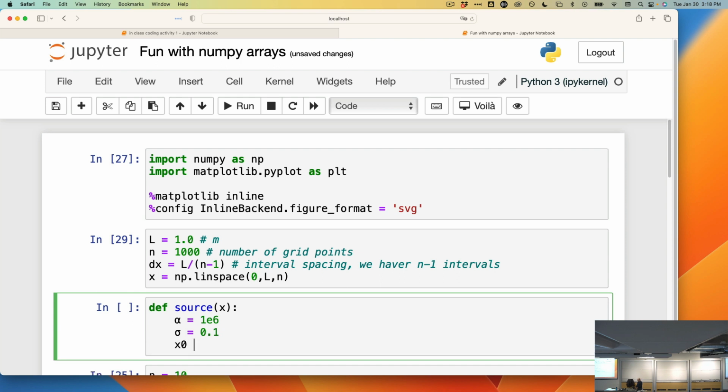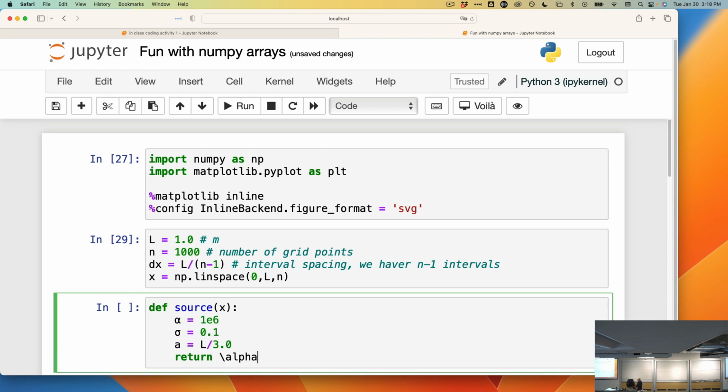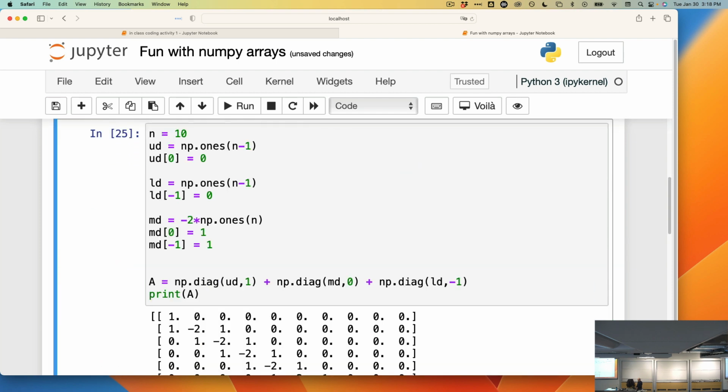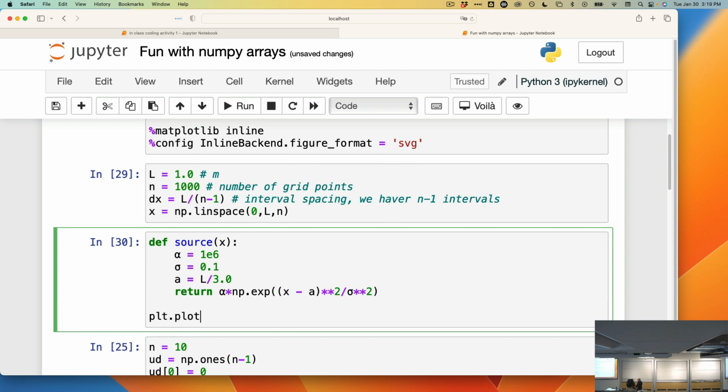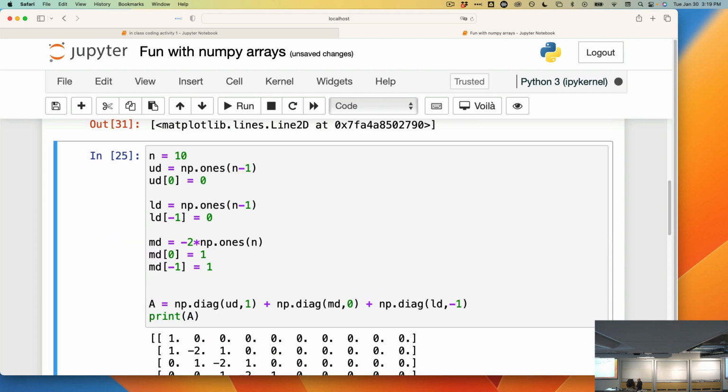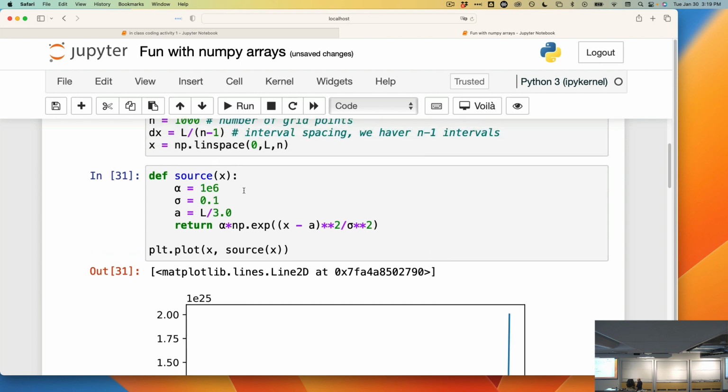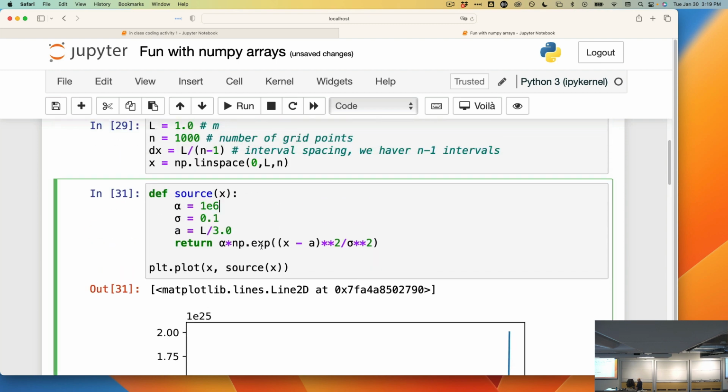And I will place the pulse at a equal to L over 3. Okay? And I will return alpha times np.exp of minus (x minus a) squared over sigma squared, right? So let me do squared and then sigma squared, okay? All right. To verify this, we can just simply plot it. So plt.plot, I want to plot the source term as a function of x. Oh, no. That's a little weird. Okay, what went wrong? There's a negative sign missing here. Okay, there you go.